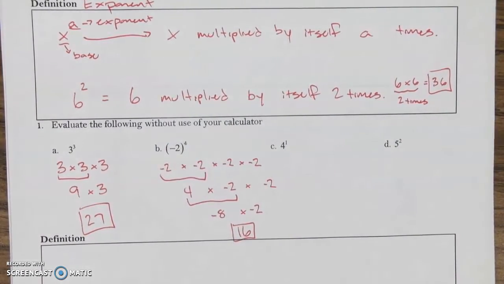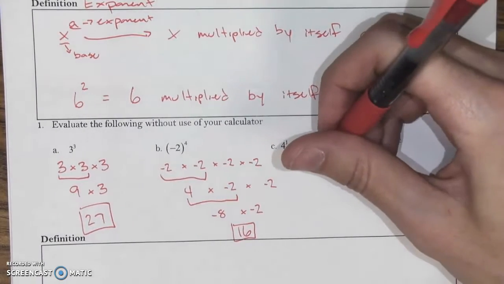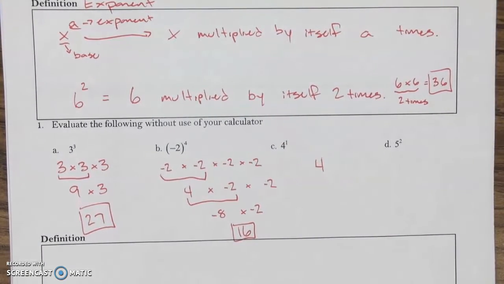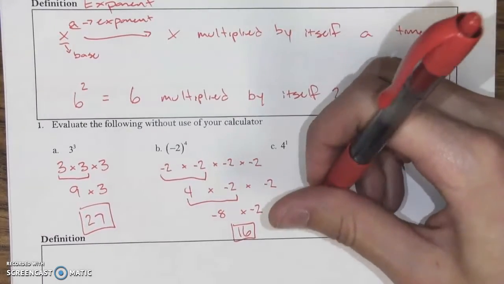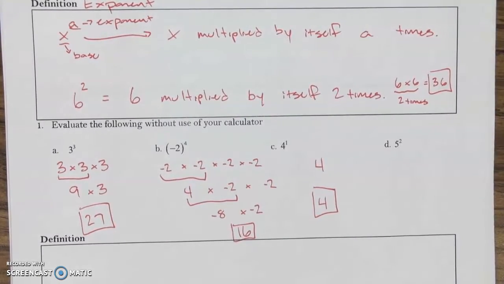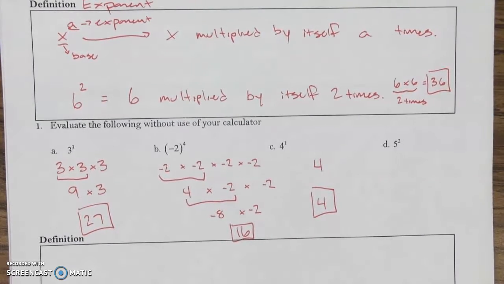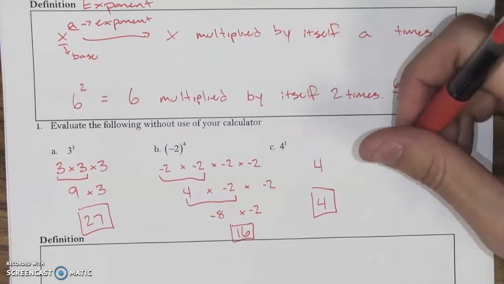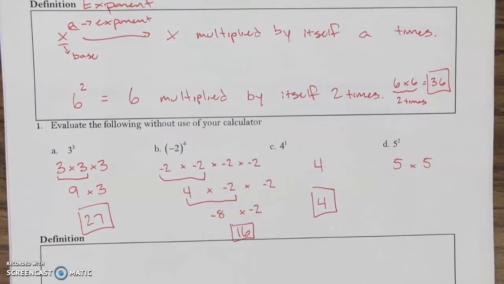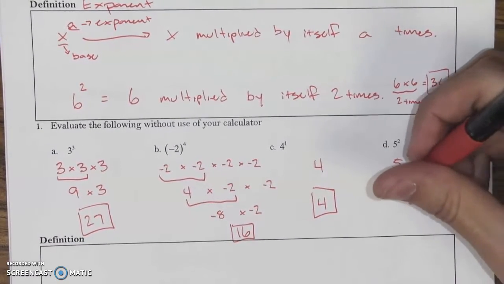Next up, we have 4 to the 1, or 4 times itself 1 time. Well, if it's just times itself 1 time, it's just itself, 4. Anything to the 1 power is itself. Last, we have 5 to the 2nd power, or 5 squared, means 5 times itself 2 times. So we have 5 times 5 is 25.